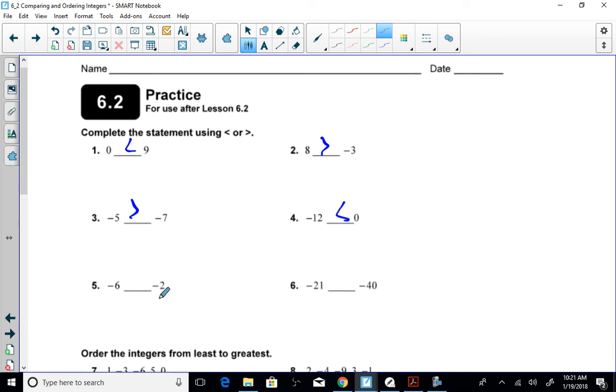-6 is to the left of -2 on the number line. So -6 is less than. -21 is to the right of -40, right? If I draw my number line, -40 is all the way down here. -21 is going to be to the right of that. So -21 is to the right of -40, which means it's going to be greater than.